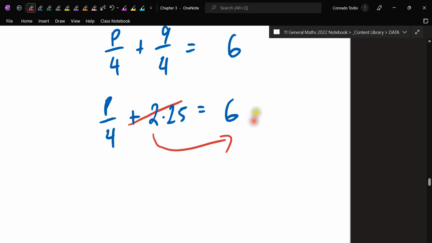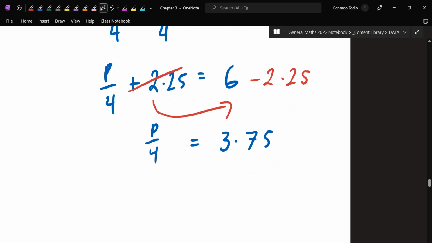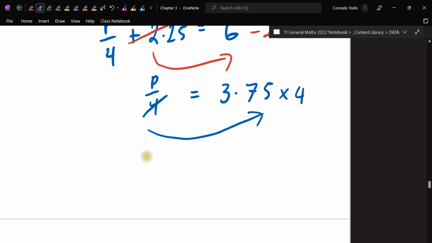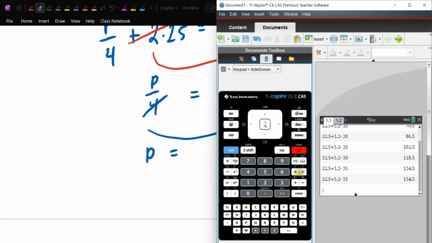Get rid of that, put it here, becomes minus 2.25. So you have p over 4 equals 6 minus 2.25, which is 3.75. Now you have it divided by 4. Bring that over here, becomes times by 4. And you can put that on your CAS. I'm not smart enough to do that.